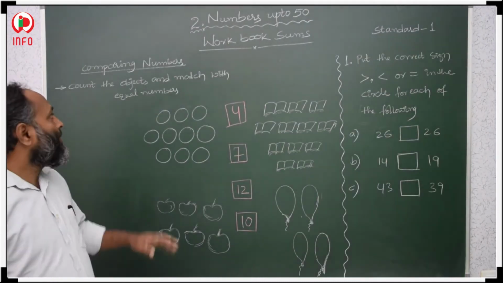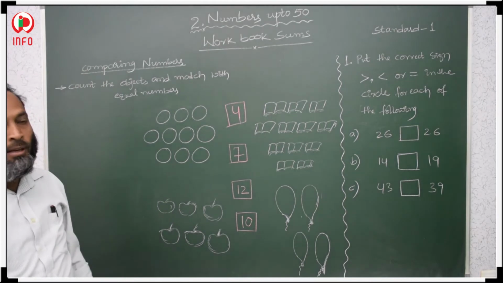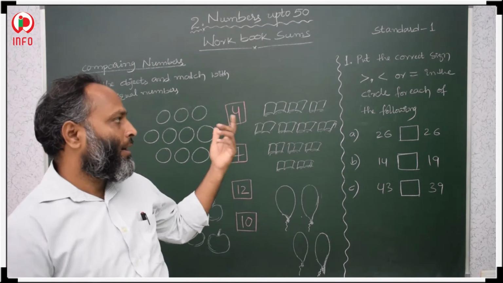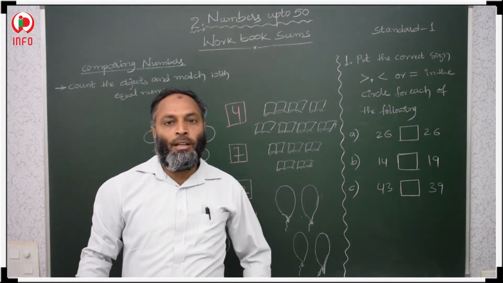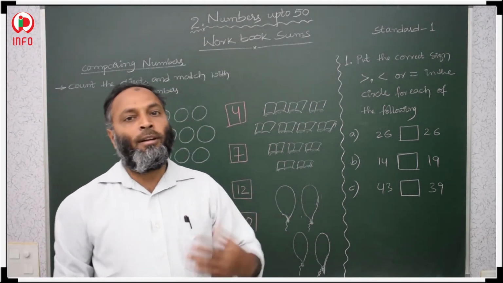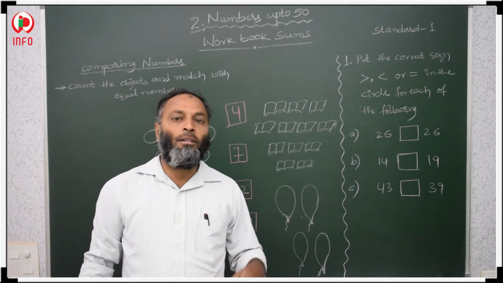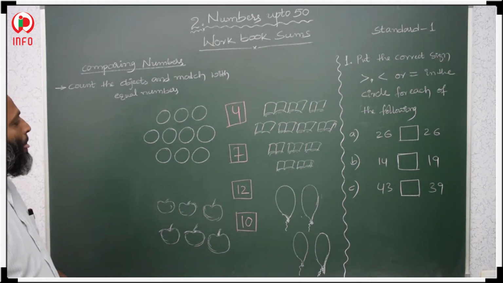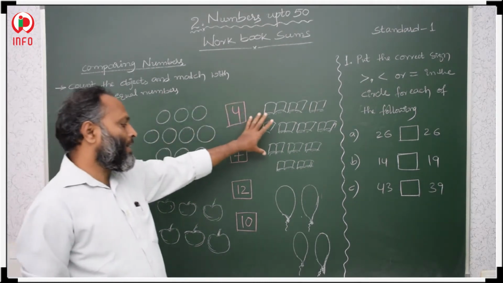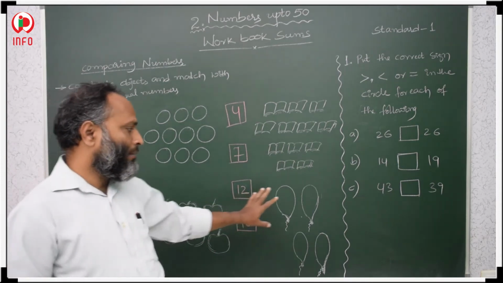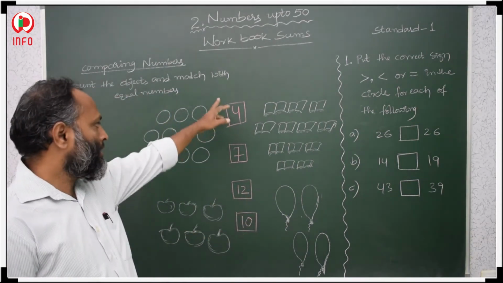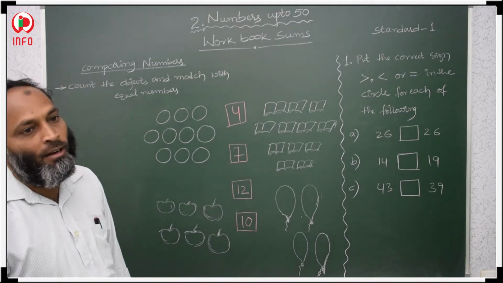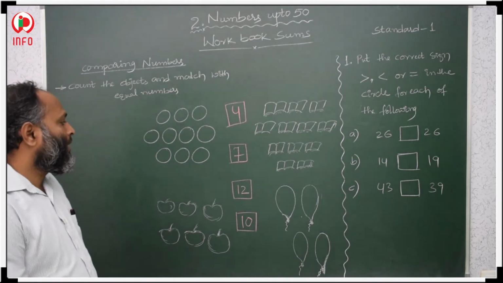Okay students? Yes, now students, we are comparing numbers. In comparing numbers, matching, greater than, less than, equal to, and after that ascending order and descending order all come. Here some circles are given, some books, some apples, and balloons are given. In this we have to match equal numbers with equal objects.